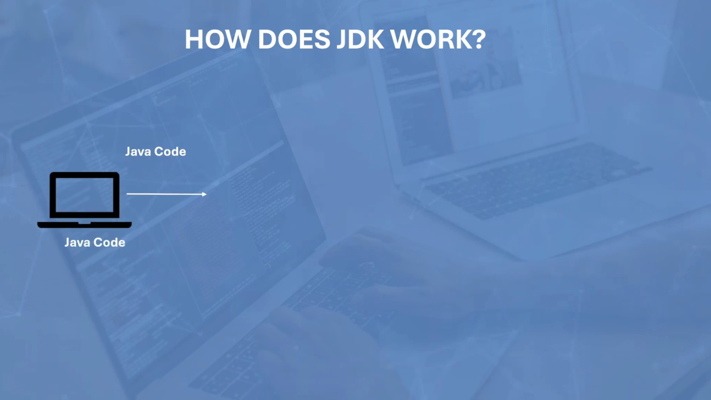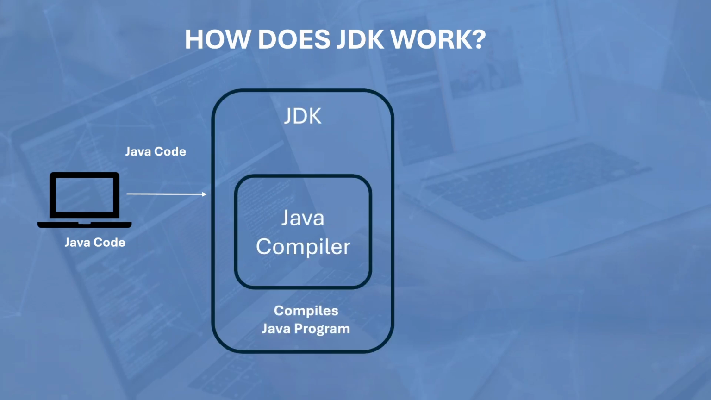Let me briefly explain how Java programming works. You start by writing your program using the Java language. The Java code needs to be translated into a language the computer understands. This is done by a tool called the Java Compiler, which is a part of the JDK. The compiler translates your Java code into something called bytecode. Bytecode is like a universal language that can be understood by different types of computers.